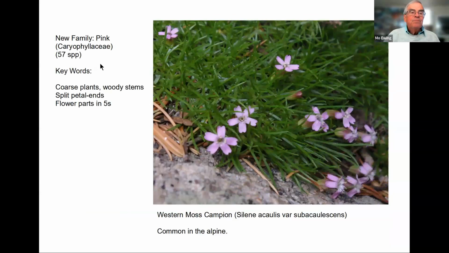Western moss campion in a new family called the pink family, Caryophyllaceae. There are 57 species. And the key words in this plant are coarse plants with woody stems, split petal ends, and flower parts in 5s. You can't see that this is woody because it looks grassy, but if you press on it, it's very stiff, and it grows in a kind of cushion shape.